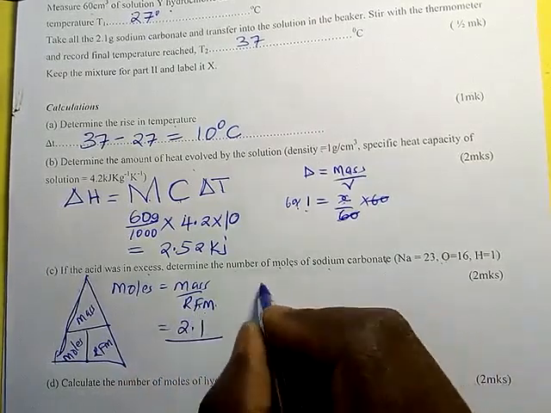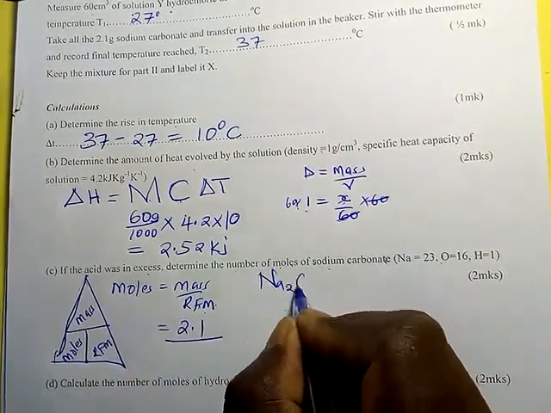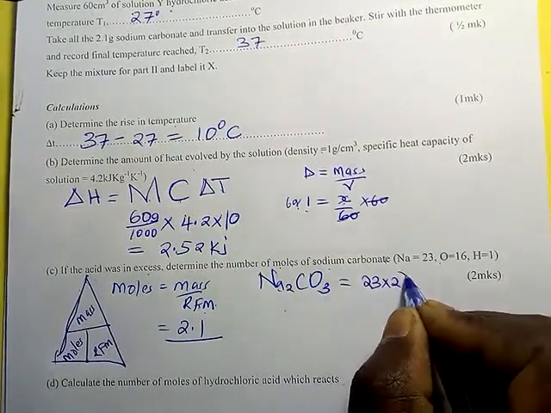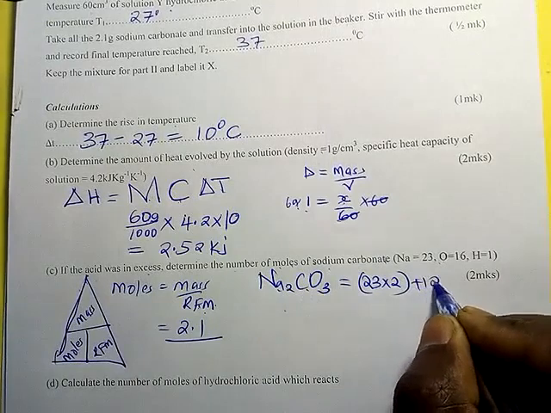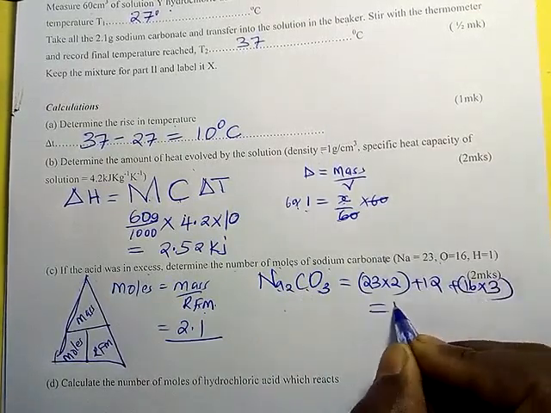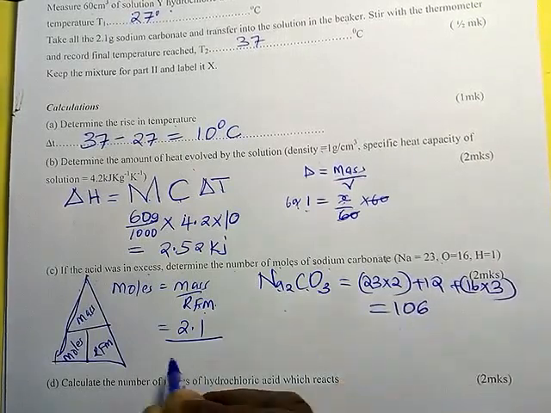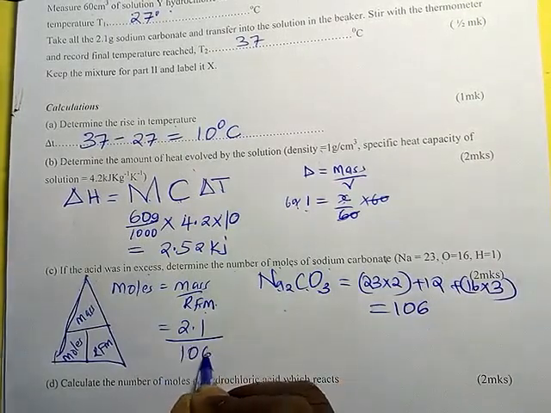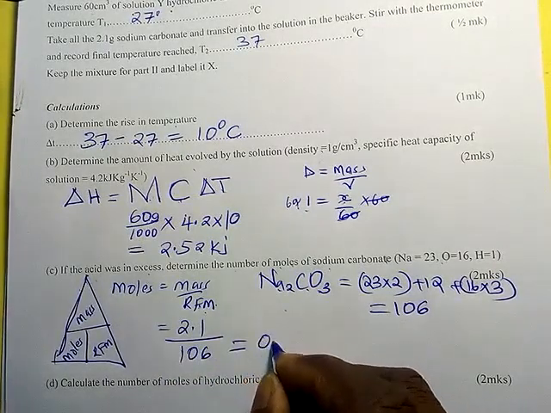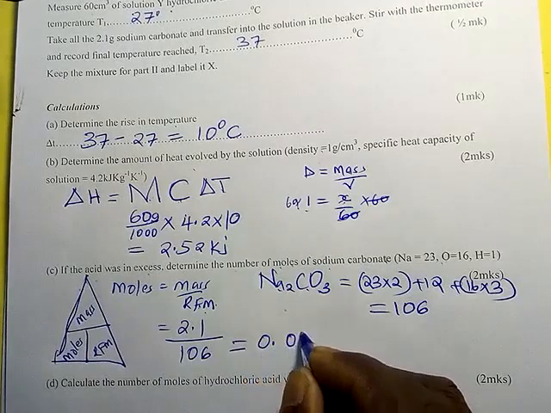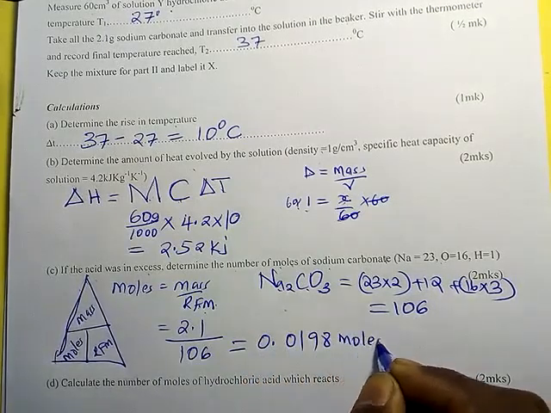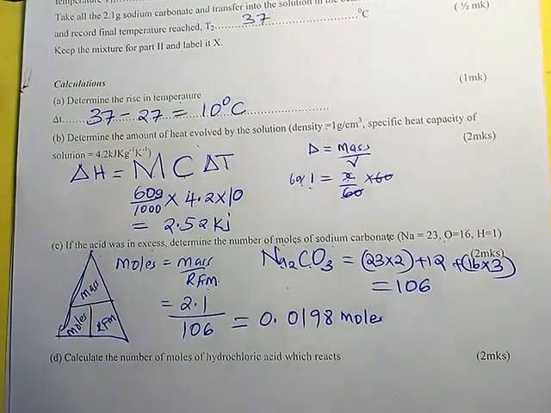The RFM of sodium carbonate is written like this. This one is equal to 23 times 2 plus 12 plus 16 times 3. And this one is going to give you 106. And that is the RFM of sodium carbonate, 106. And this one is going to give us 0.0198 moles. So the moles of sodium carbonate is that one.